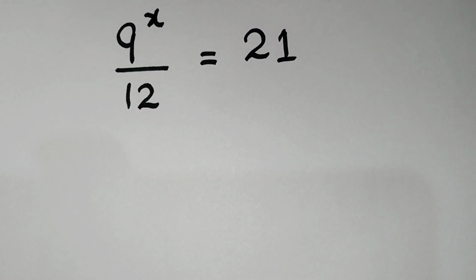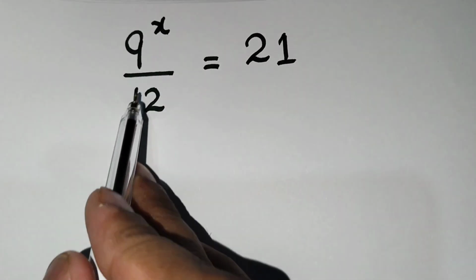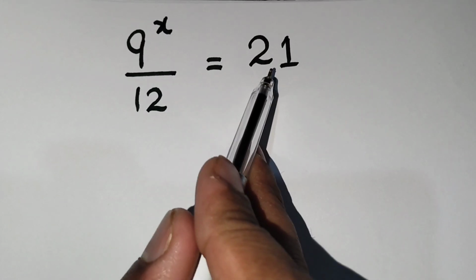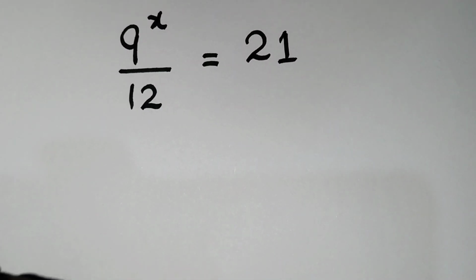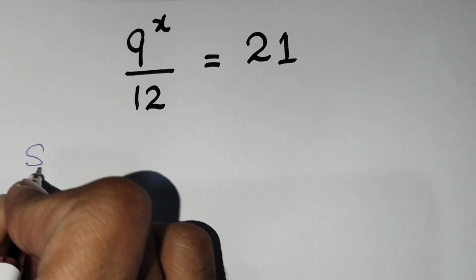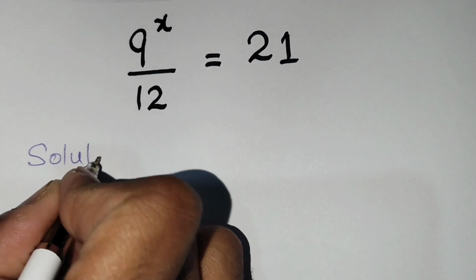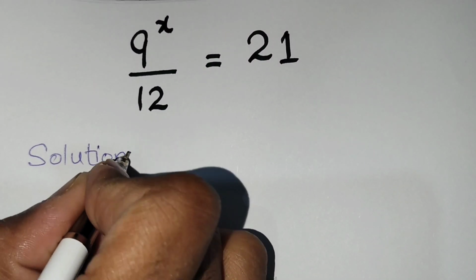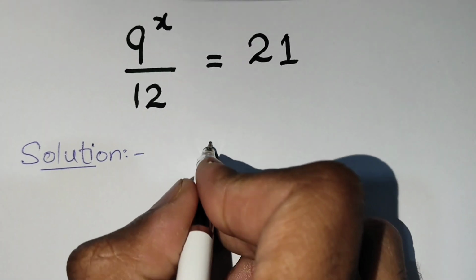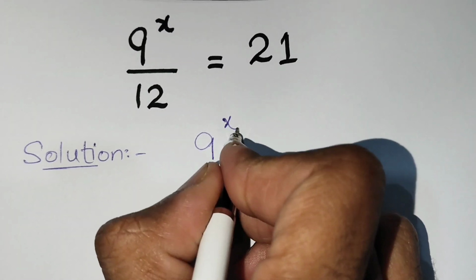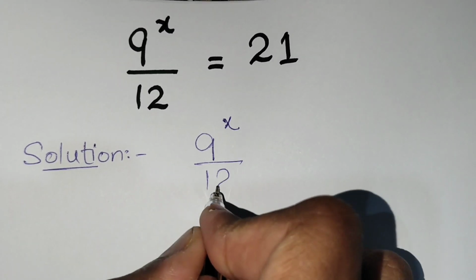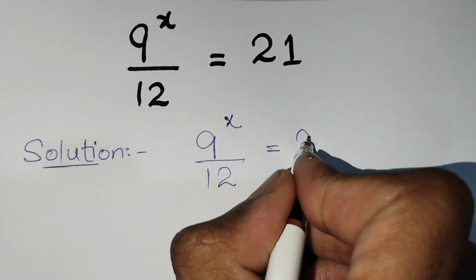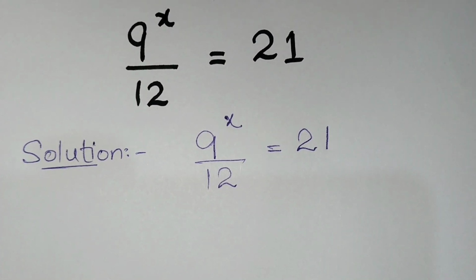Hi everyone, today we will solve an exponential equation: 9 power x divided by 12 is equal to 21. Find the value of x. Let's start the solution of this question. We have 9 power x over 12 is equal to 21.